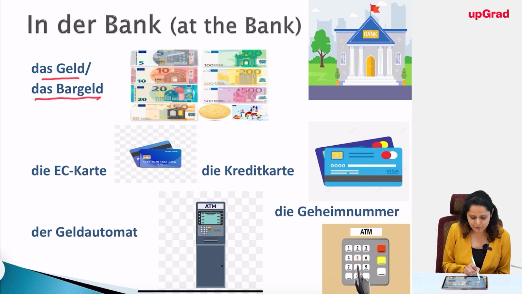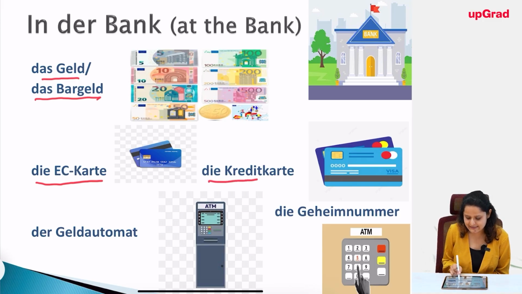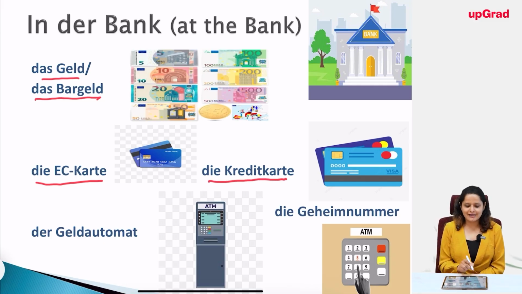Then the word we have is the EC-Karte, which means an electronic card. The E and C stand for electronic, which means your ATM or your debit card, sometimes your ATM cum debit card. Whenever you are issued a card by a bank from which you can withdraw money from an ATM machine, that is your EC-Karte. Another form of card that we have is the Kreditkarte, that is a credit card. So understand the difference between these two. The EC-Karte is your ATM card. The Kreditkarte is your credit card.